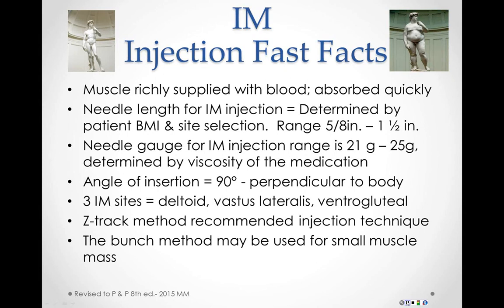If a patient's muscle mass is small, an alternative bunch method can be used. The nurse grabs the body of the muscle between the thumb and the forefingers.